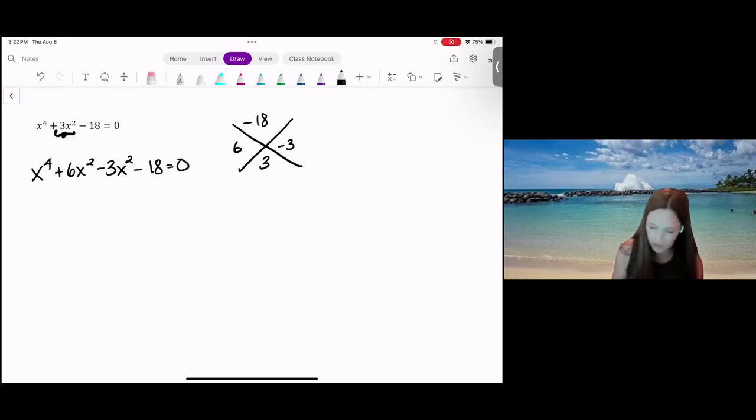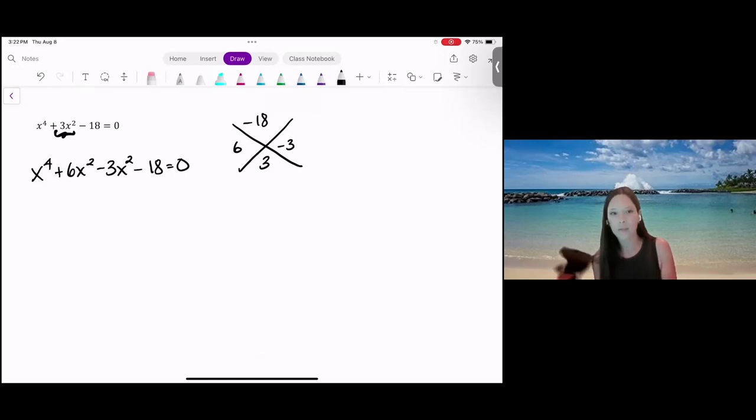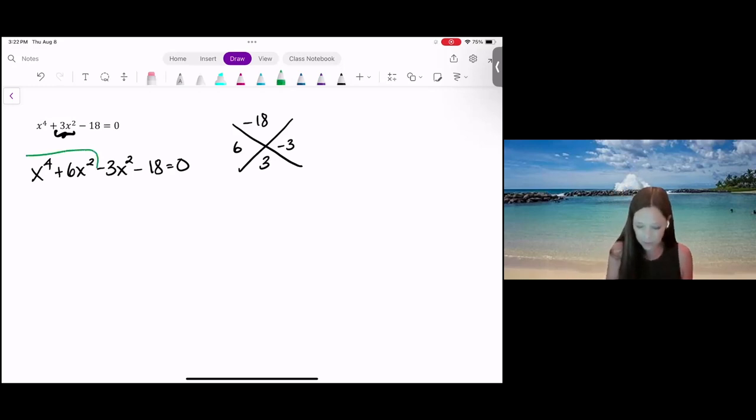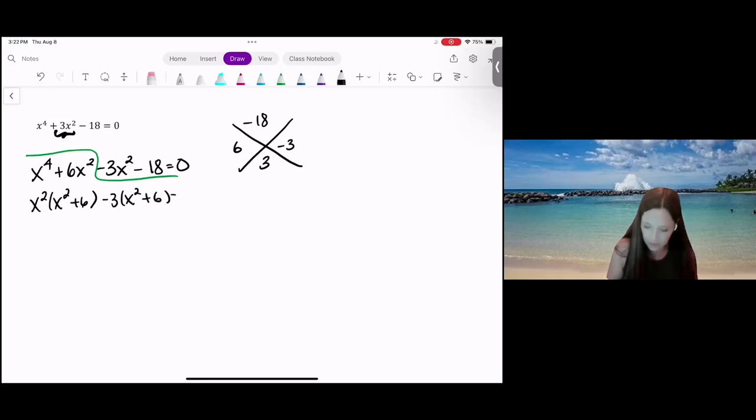So what I've done is I've taken this middle term and I've split it in 2 because I'm looking for a product that gives me -18 and a sum that gives me +3. And 6 times -3 is -18, and 6 plus -3 is 3. Now I can factor this by grouping. Taking out an x squared, I have x squared plus 6, and taking out a -3 gives me x squared plus 6. I then have x squared minus 3 times x squared plus 6 equals 0.